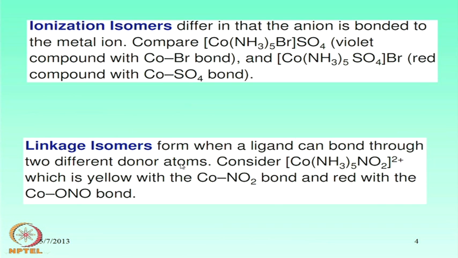So, the spectroscopic technique, that means measuring the corresponding electronic absorption spectra, can give us the information whether we have a nitrogen bound isomer or an oxygen bound isomer in our hand.